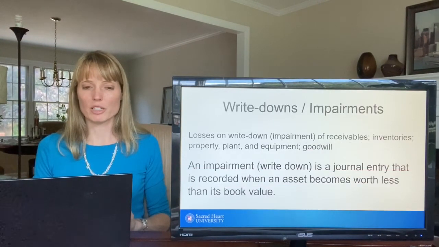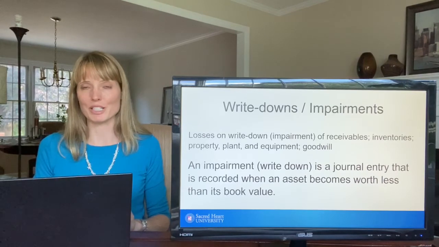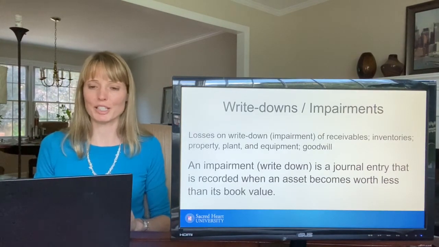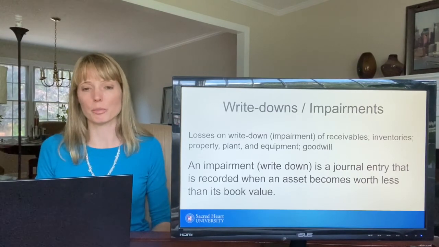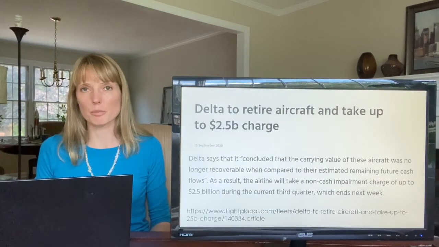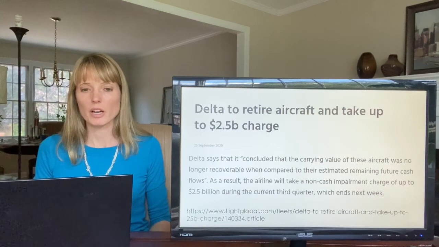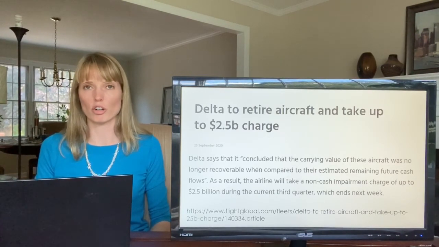Write-downs and impairments. An impairment, also known as a write-down, is a journal entry that's recorded when something happens outside of the company, typically, and an asset becomes worth less than what it's reported at on the books. So here's an example from a recent news story. Delta announced a decision to retire or get rid of some of its aircraft. And in doing so, it has to take a $2.5 billion charge.